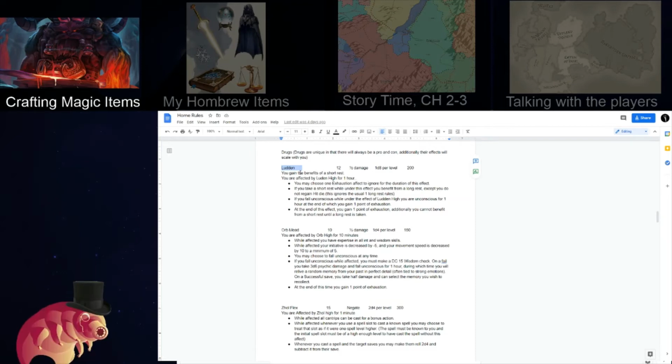If you fall unconscious while under the effects of the Ludden High, you are unconscious for 1 hour, at the end of which you gain 1 point of exhaustion. At the end of Ludden High, you gain 1 point of exhaustion. Additionally, you cannot benefit from a short rest until a long rest is taken. Ludden is an oh fuck emergency smoke.